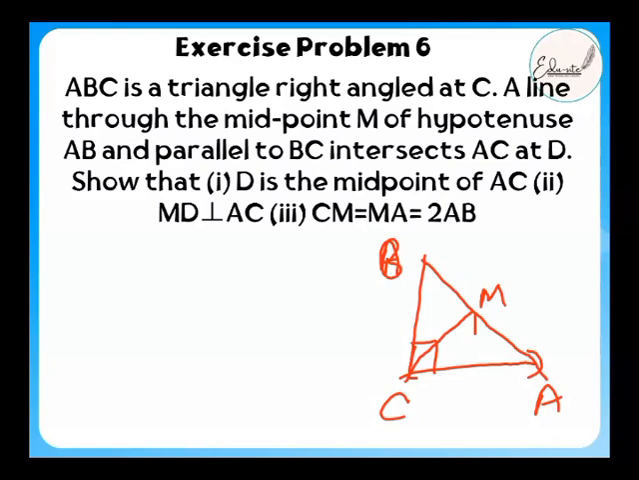Okay, MD is drawn here. You have to show that MD is perpendicular to CA, and also that CM is equal to MA is equal to half AB. It's not 2AB, it's half AB, we have to remember that. And D is a midpoint of AC, you have to prove that D is a midpoint of AC.